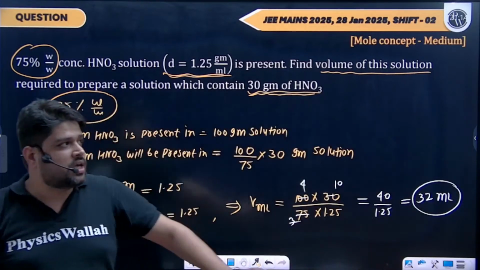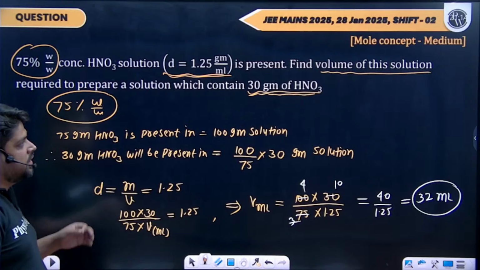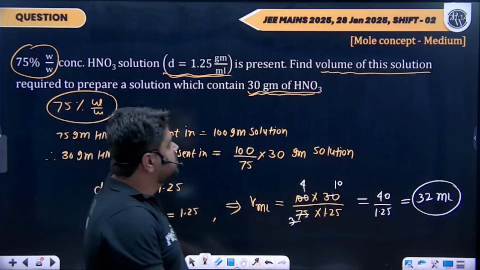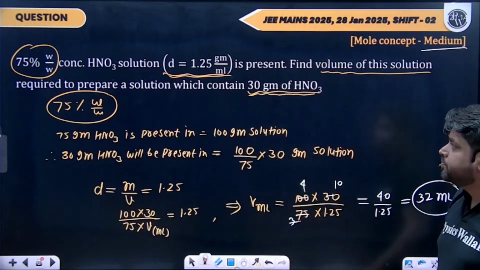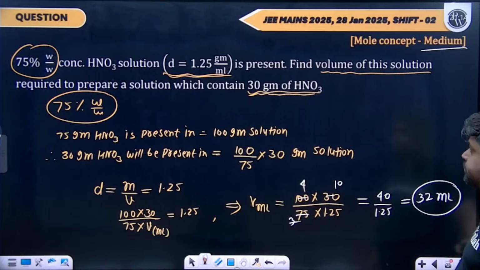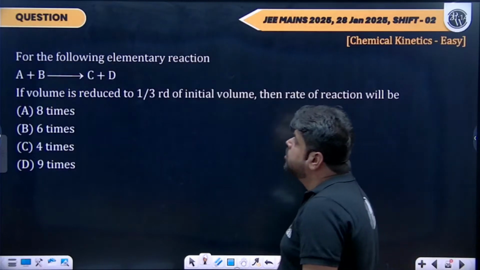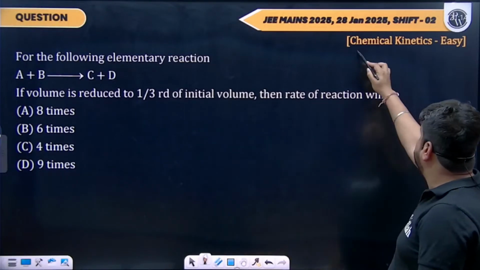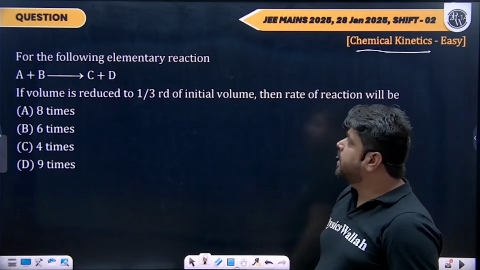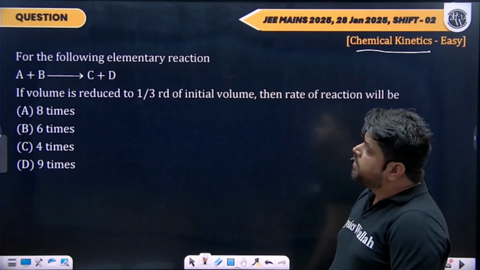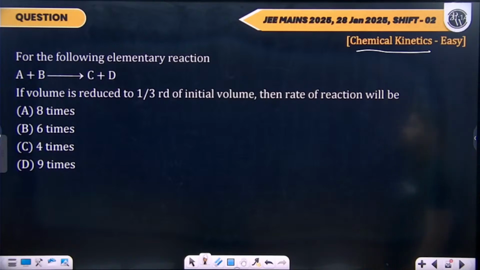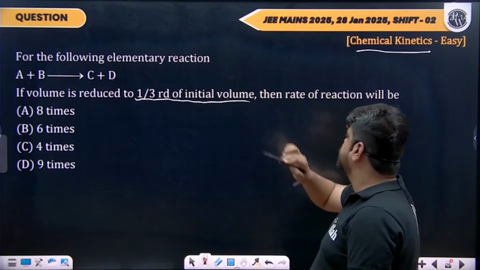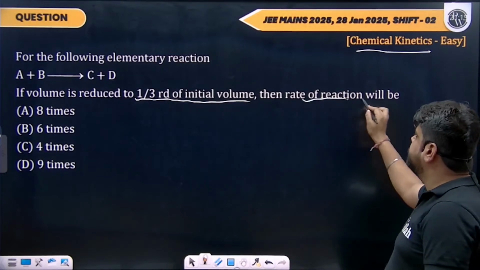So this question is asked from mole concept, again the easy part, but from the calculation part we will keep it in the medium section. So let's move forward to the next question. This question is asked from chemical kinetics. For the following elementary reaction, A plus B gives C plus D, if volume is reduced to 1/3 of initial volume, then rate of reaction will be.